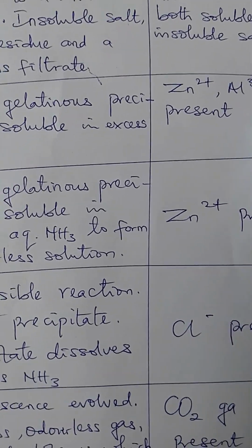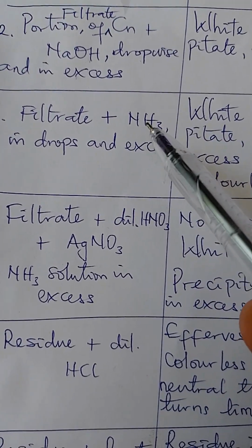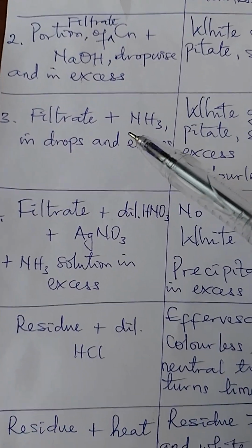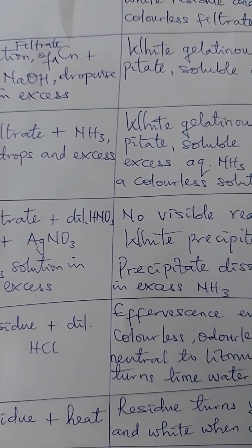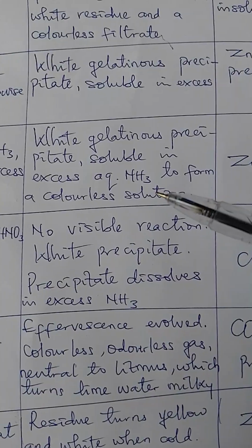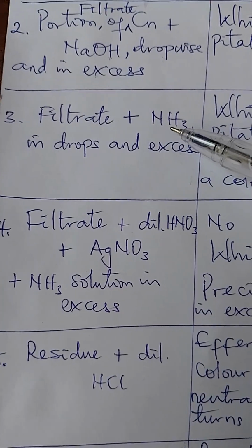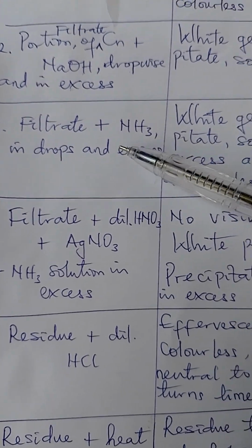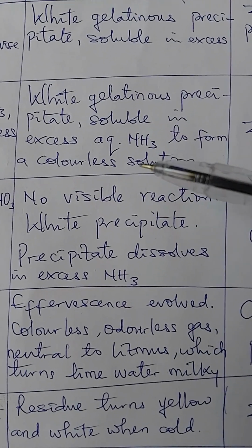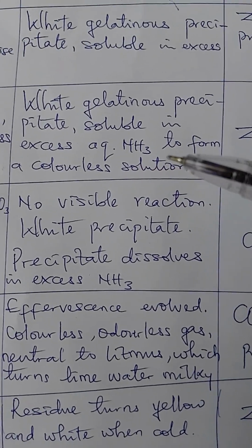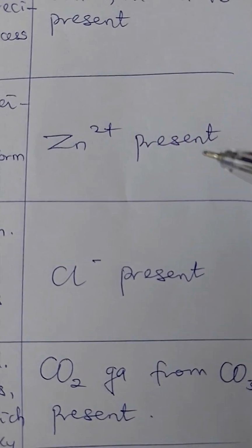All right, and to get the very one, they will ask you to add aqueous ammonia to what you have done here, a continuation of these. Or they could say you should mix the filtrate with aqueous ammonia in drops and in excess. And if you do that, you are going to observe a white gelatinous precipitate, which is soluble in excess aqueous ammonia to form a colorless solution, and that confirms the presence of zinc ion. So you write zinc 2 plus present.